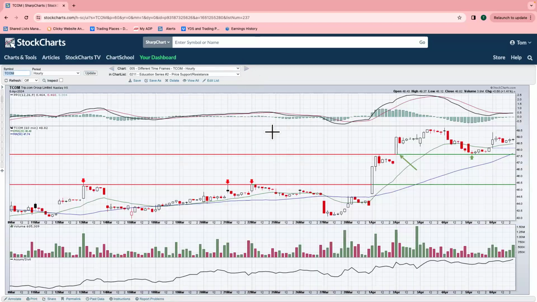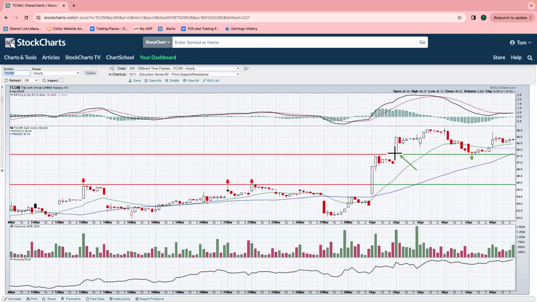All right, last thing I want to talk about, and then I'll take your questions. Support and resistance in different time frames. I'm going to show you the same stock in 3 different time frames. So first, I've got Trip.com on an hourly chart. This is just going back the last month or so. Each one of these candlesticks is an hour.